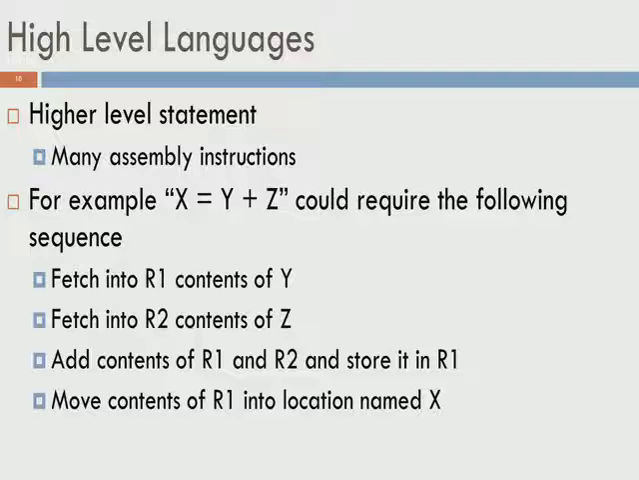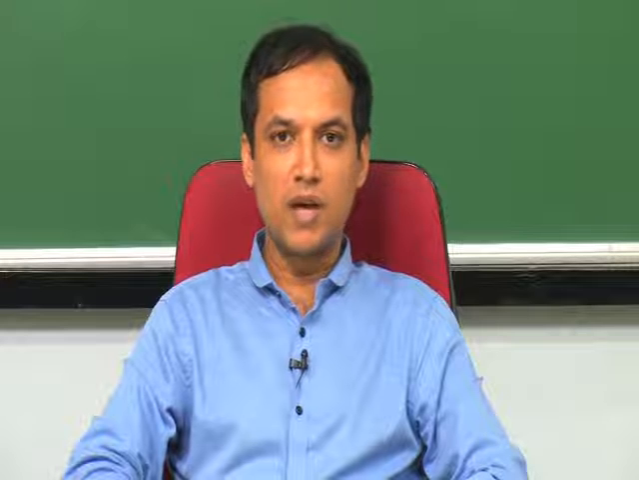You may have to fetch y from the memory and store it in an internal memory location or a register called R1. You fetch z also from the memory and store it in another register called R2, and the ALU would then add R1 and R2 and store the result back in R1 itself, and it may require a move from R1 to the memory location named x. So a single operation x equals y plus z has resulted in 4 smaller operations, and these operations could be written in assembly language if you would like to. However, this becomes too tedious.